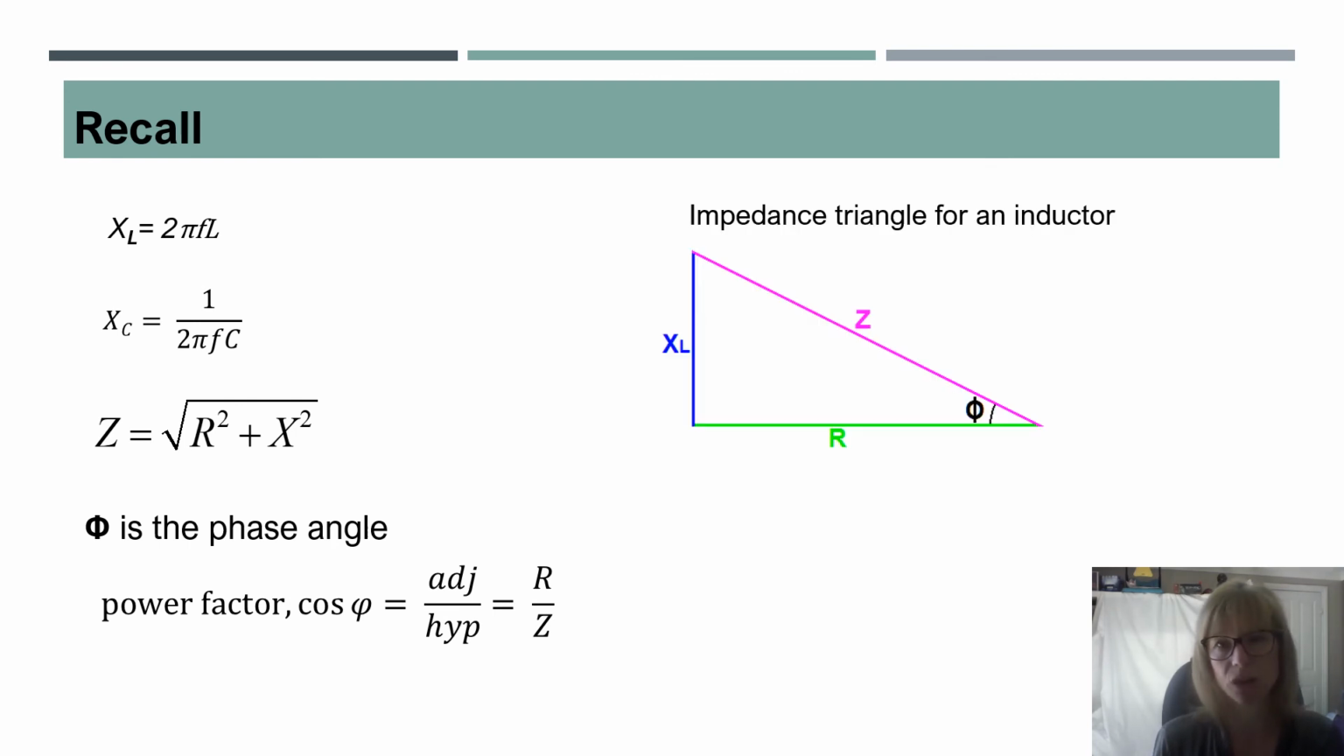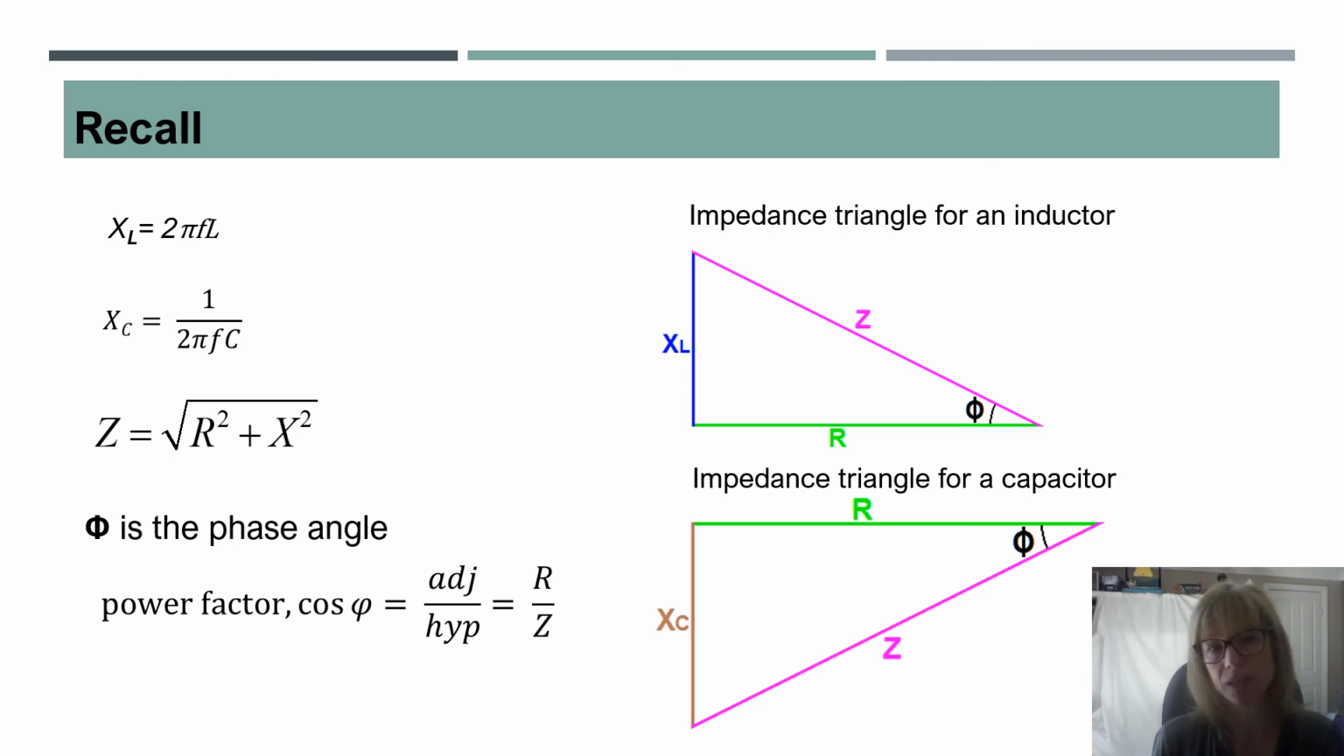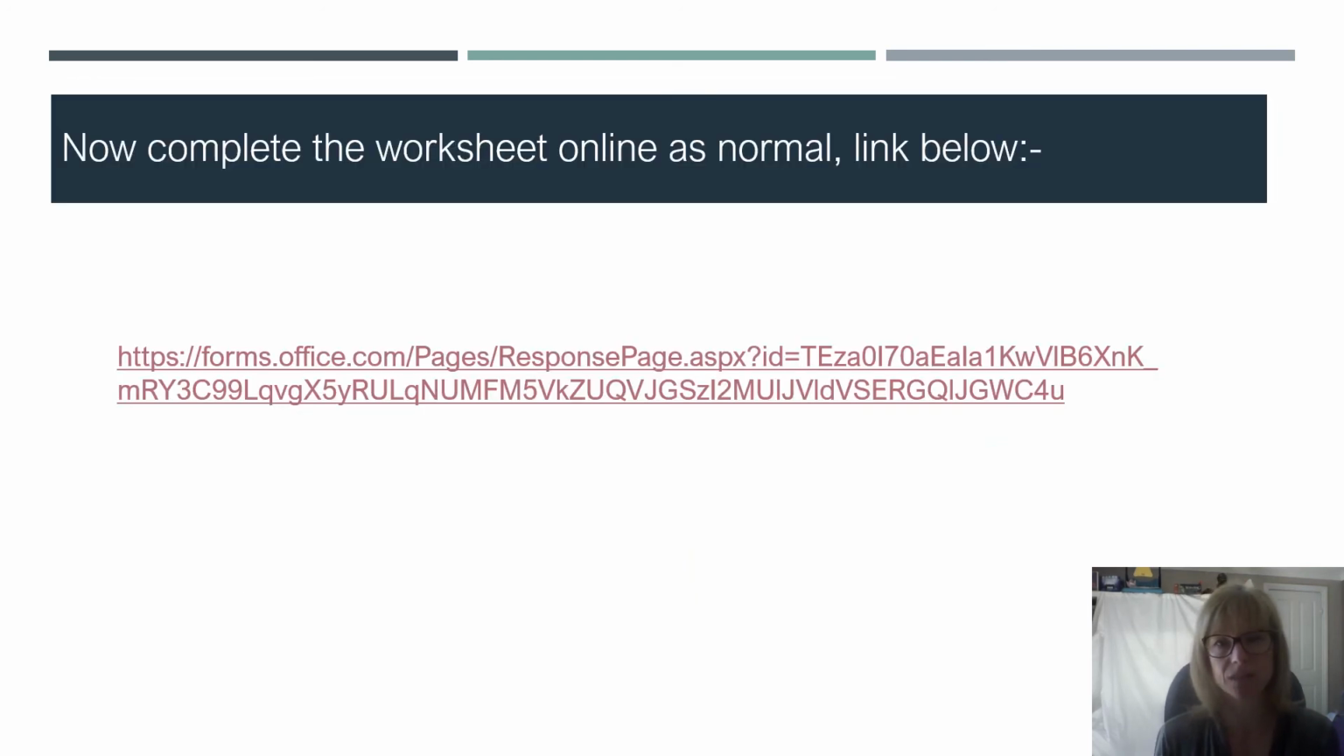An impedance triangle for an inductor looks like that, with the reactance going up from the resistance. And our impedance triangle for a capacitor is sort of the mirror image of it and goes down like that, with our XC going down. Okay, I hope that's reminded you all of these key things about capacitors and inductors.